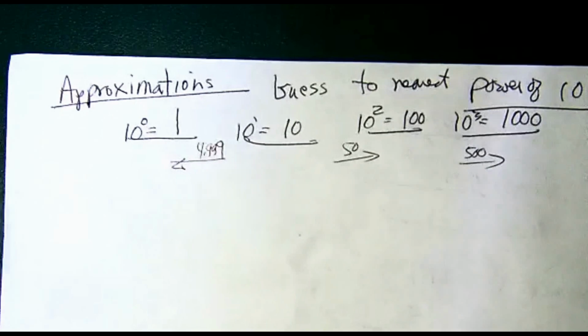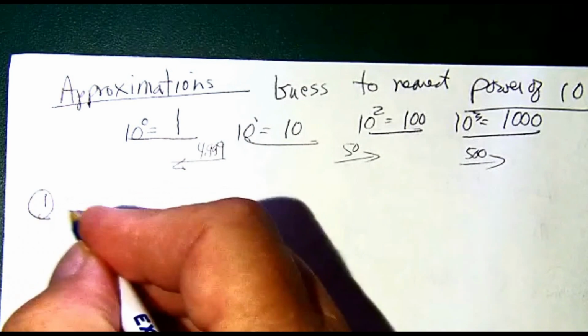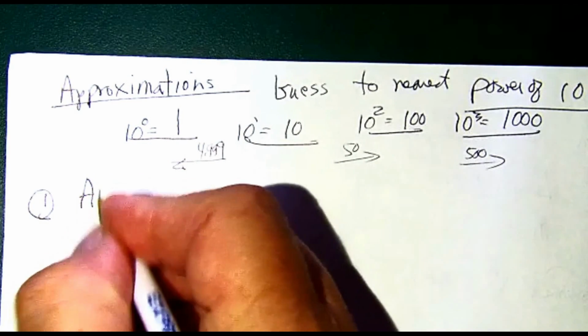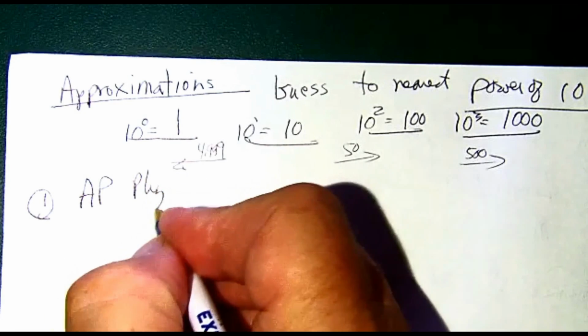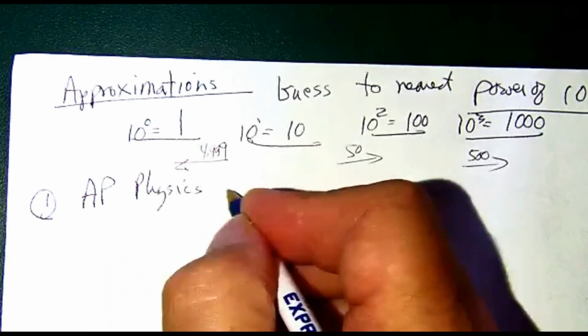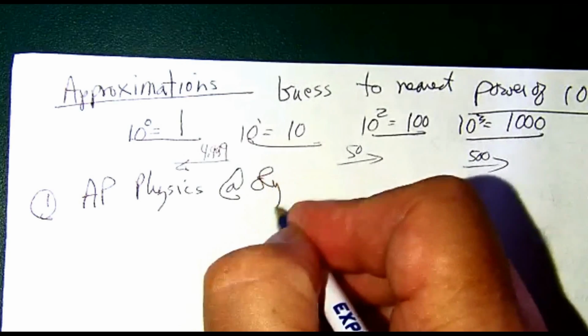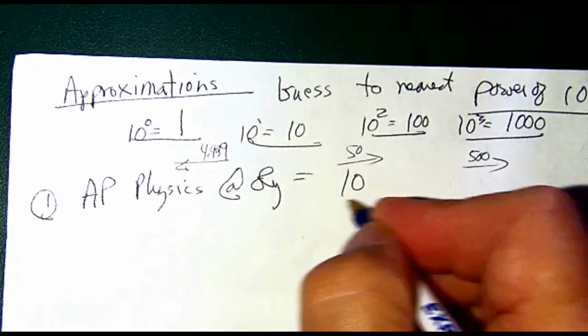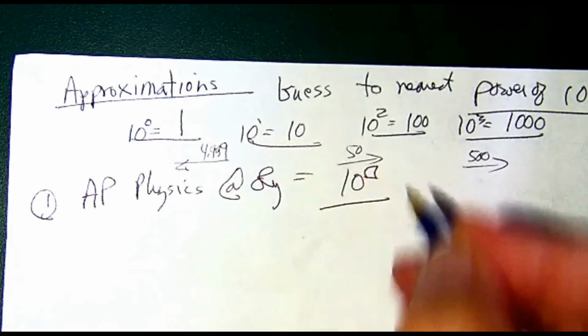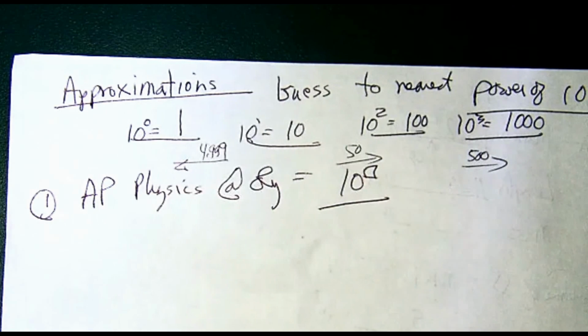So let's do some samples. Question number 1. To the nearest power of 10, how many AP Physics students are now at Ole? I'm looking only for the exponent. Please write it down.